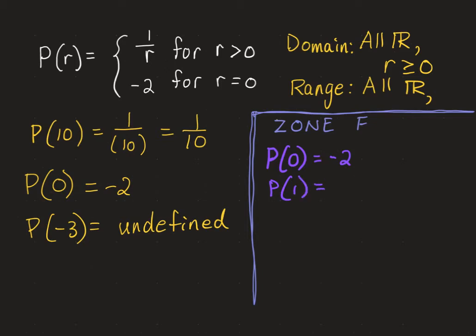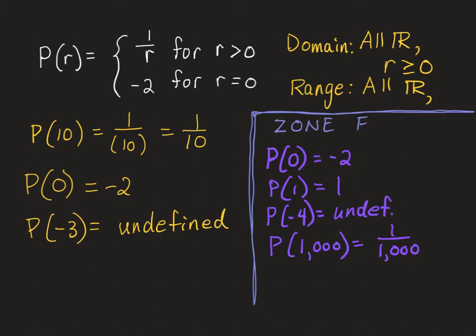Okay, let's do 1. The function of 1. 1 is greater than 0, so we're up here. 1 over 1 is 1. Let's look at -4. Where does it fall in here? Is it equal to 0? No. Is it greater than 0? No. So this is undefined. Can't evaluate that for negatives. Nothing negative will work.